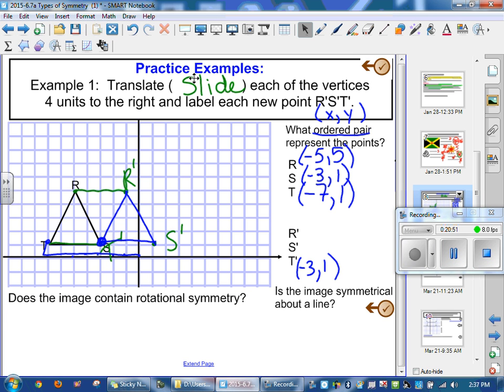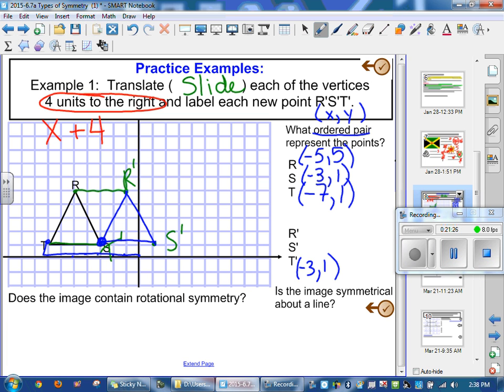What do you think happened to T? If you look at T, negative 7, negative 3. What happened to the numbers? These numbers didn't change, but these numbers changed. They added 4. And what did it tell me to do? 4 to the right. So if I'm moving right, am I adding or subtracting? I'm adding. So 4 units to the right means take your X number and add 4.